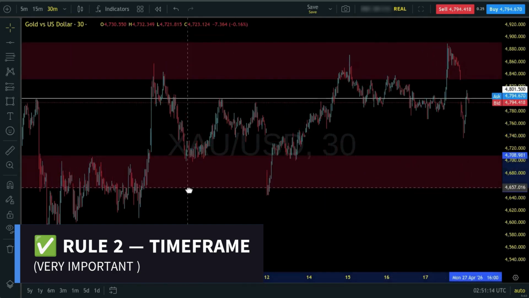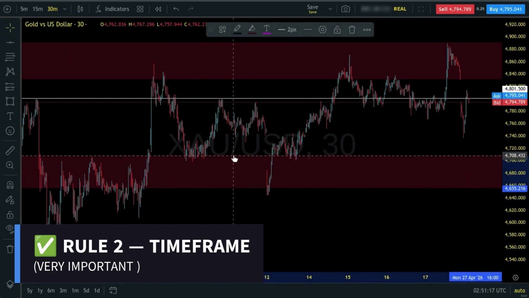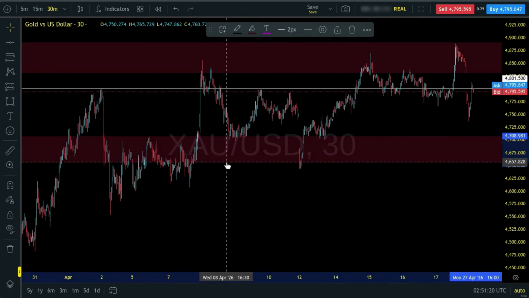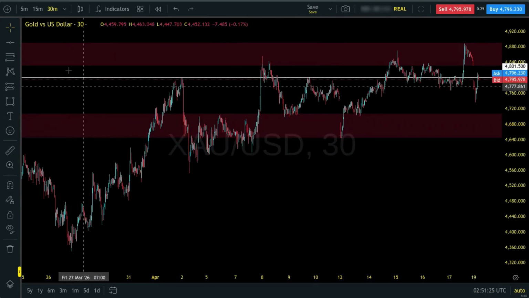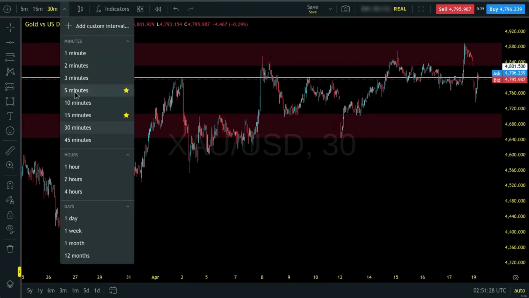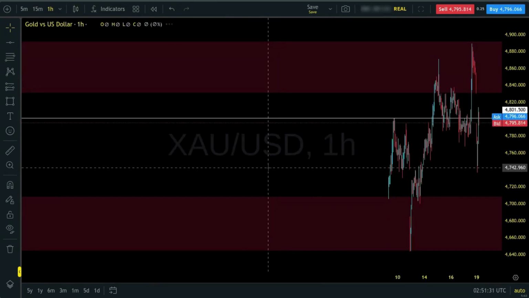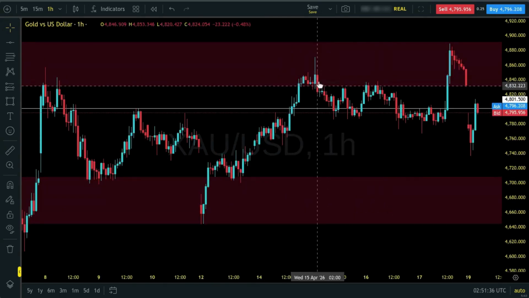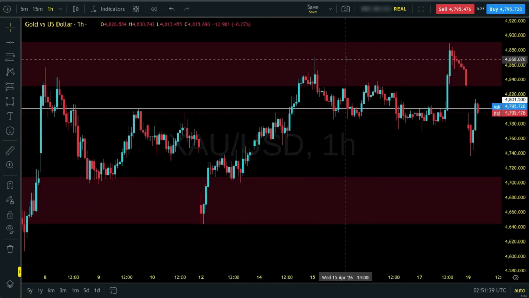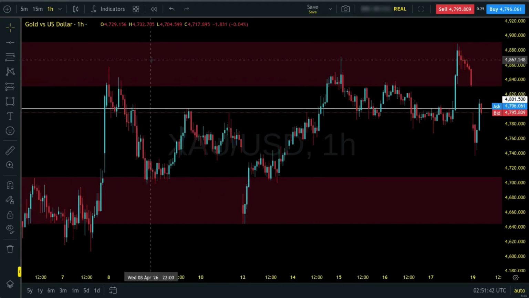Rule 2, time frame, very important. Now, another mistake traders make. They draw everything on lower time frame. This is just noise. Let's switch to higher time frame. I use 1 hour chart to mark my zones. This shows the real levels. Lower time frame shows noise. Higher time frame shows truth.